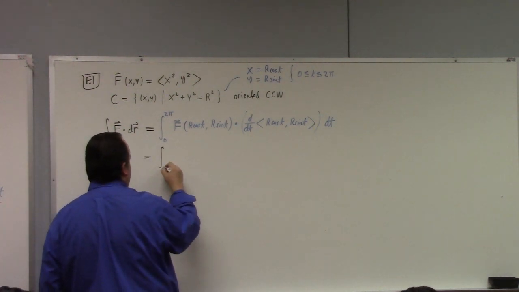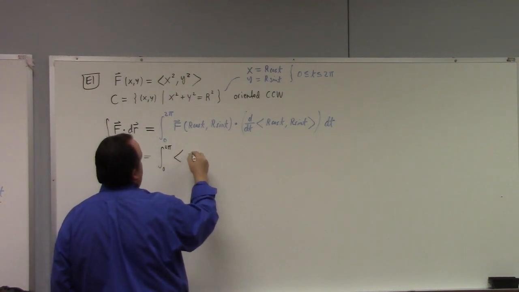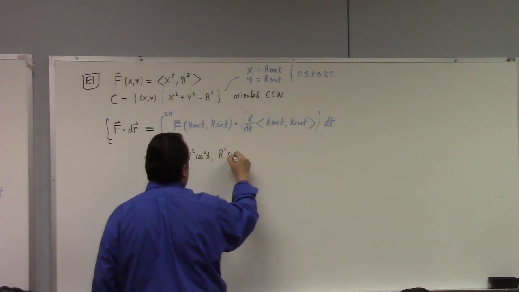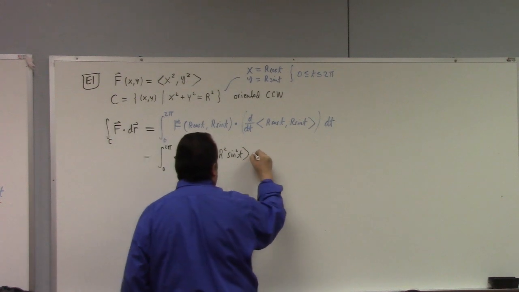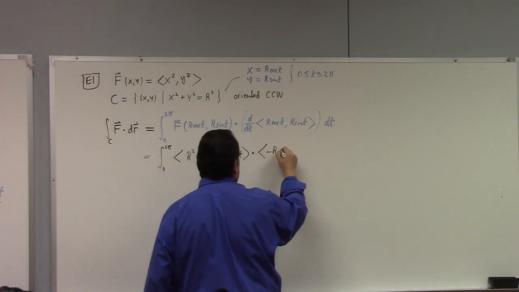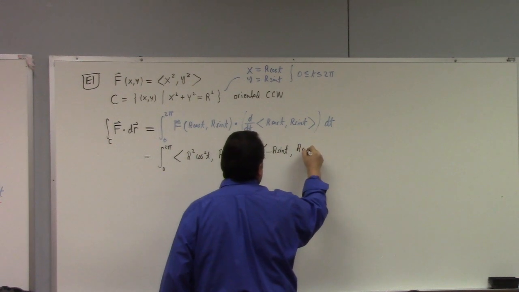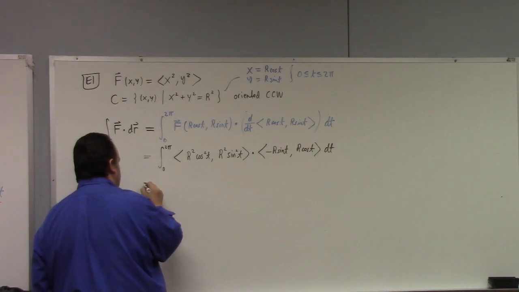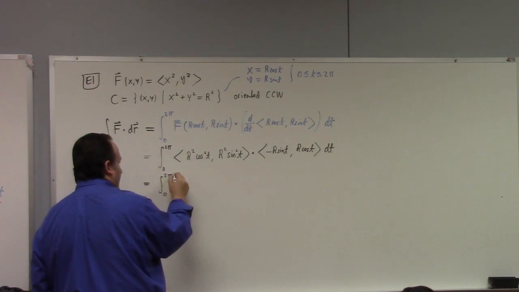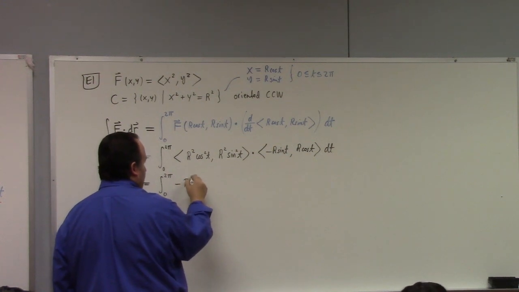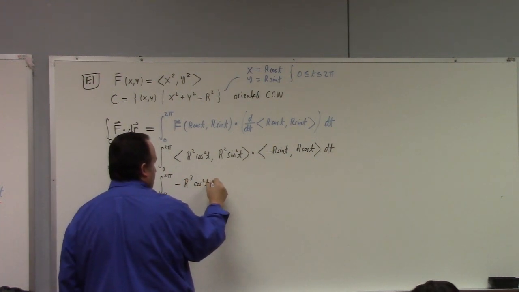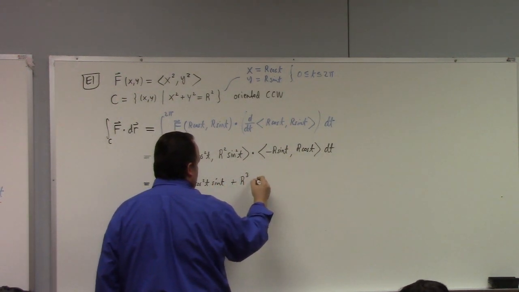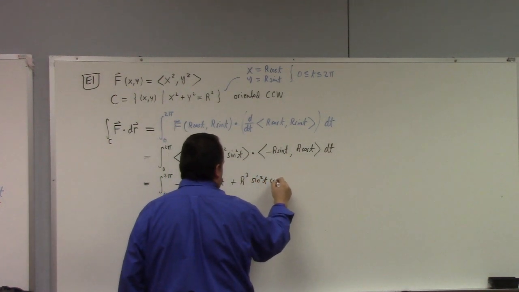I'm up against the integral from 0 to 2 pi. This vector field is r squared cosine squared t, r squared sine squared t. And I'm taking the dot product with the velocity, which is minus r sine t, r cos t. And we integrate. So what's that equal to? Looks like we've got a minus r cubed cosine squared t sine t plus r cubed sine squared t cosine t.